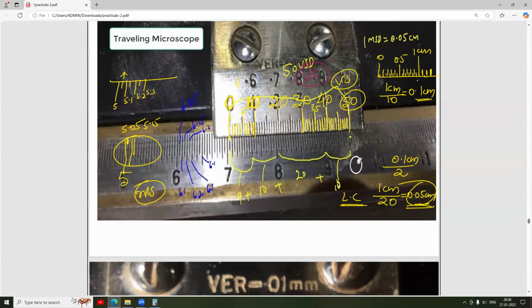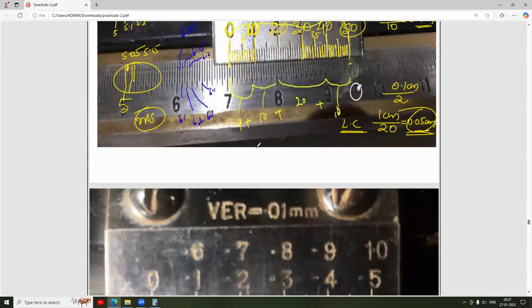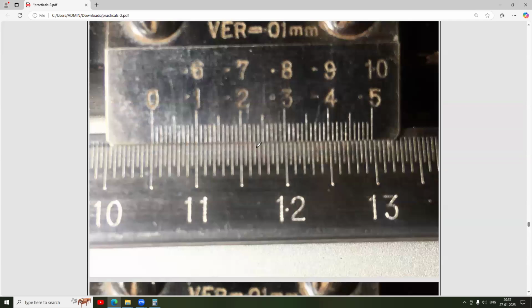So this is 5.05, this is 5.15, this is 5.25. So it keeps on with 0.05 for every division. That's why it is very accurate. Okay, so that you have to take care of.